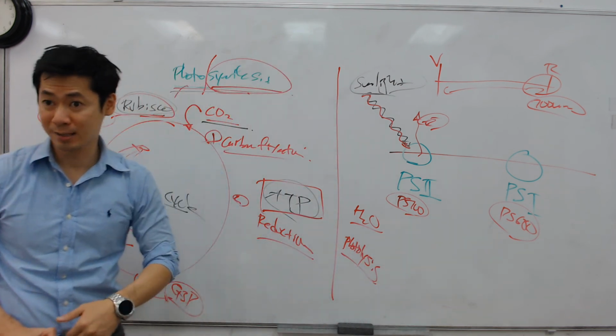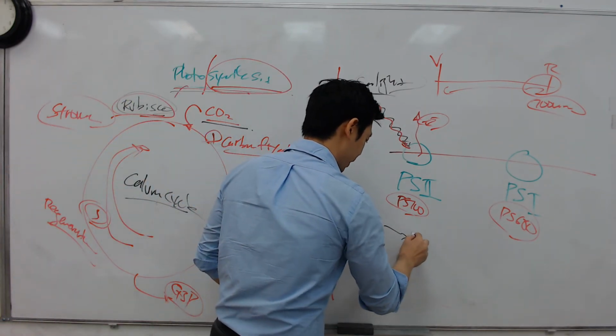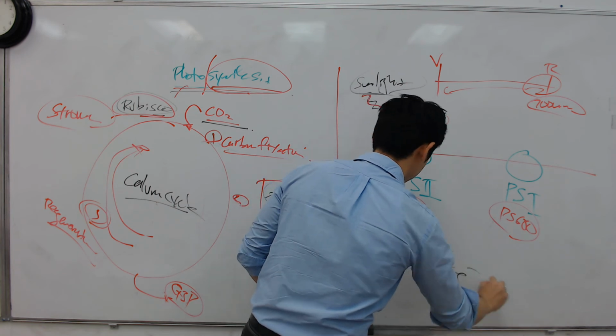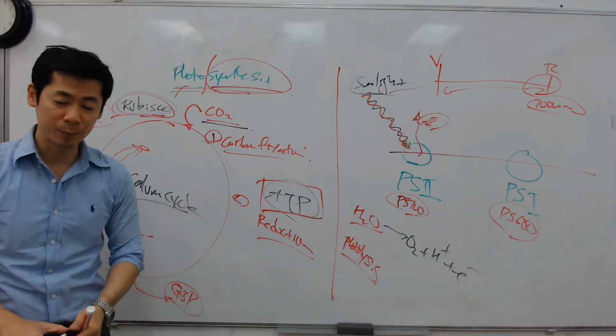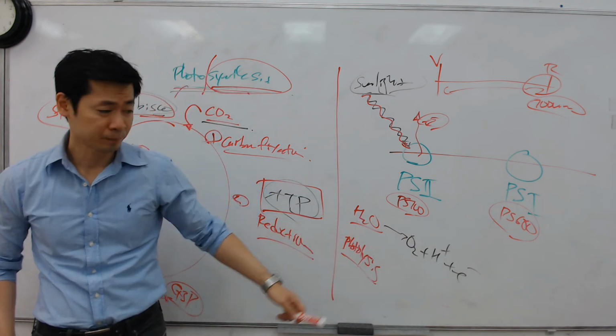So photolysis is what, guys? This is where water is turning into what? O2 gas and H+ and electron. It's not a balanced equation right now. If you're coming from chem, you should know this equation. This is the oxidation of water.